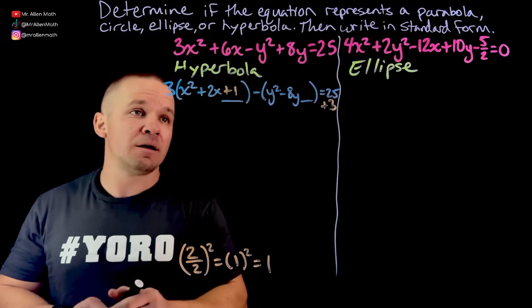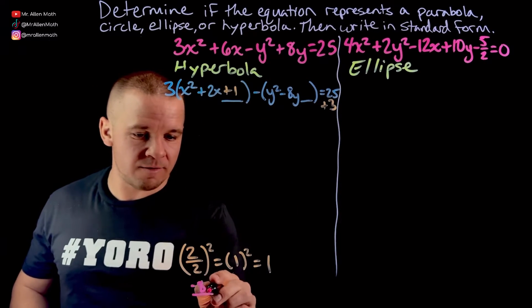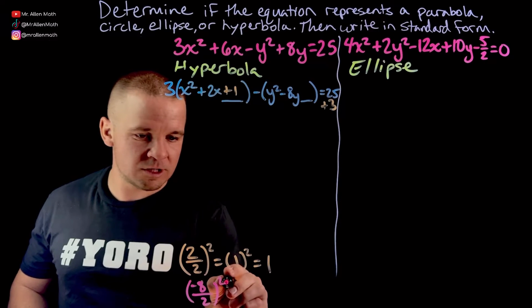Now let's do this guy in here. So I'm going to take the negative 8 divided by 2, square it.